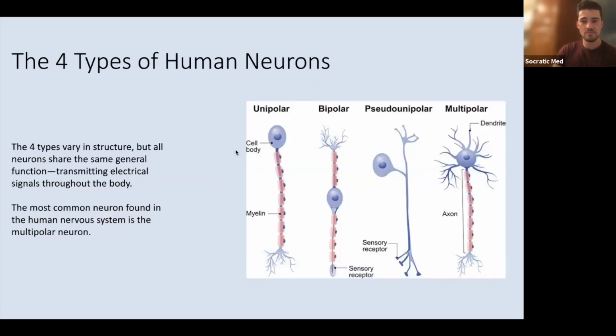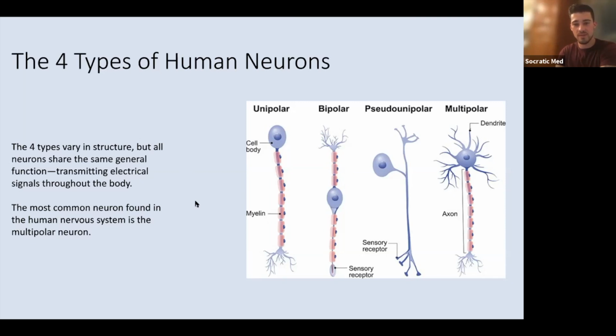Okay, so the 4 types of human neurons that you may encounter on the MCAT. The neurons vary in structure, but all neurons share the same general function. They transmit electrical signals throughout the body. The most common neuron that's found in the human nervous system, like we just spoke about, is the multipolar neuron.